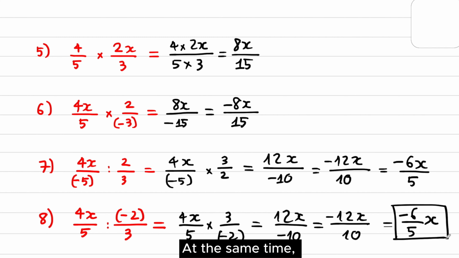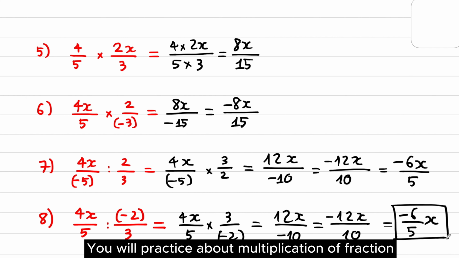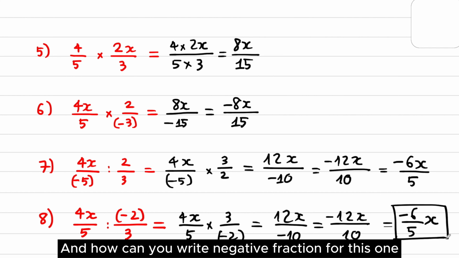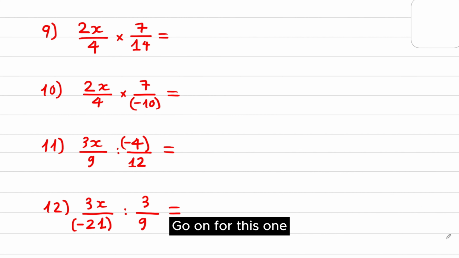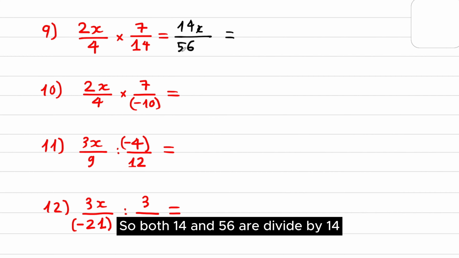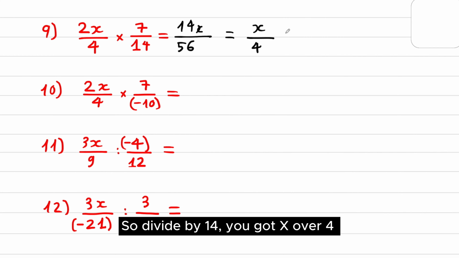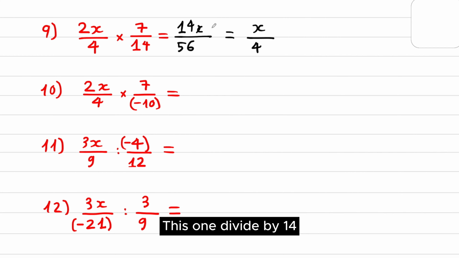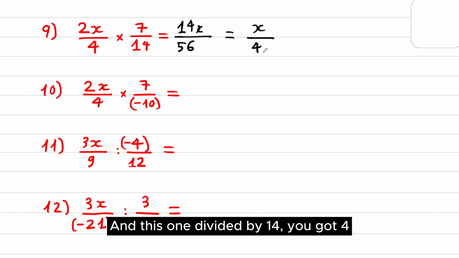At the same time, you will practice multiplication of fractions and how to write a negative fraction. Okay, go on for this one. It's quite easy. You got 14x here and for this one is 56. So both 14 and 56 divide by 14. Divided by 14 you got x over 4. This one divided by 14 and this one divided by 14, you got 4.